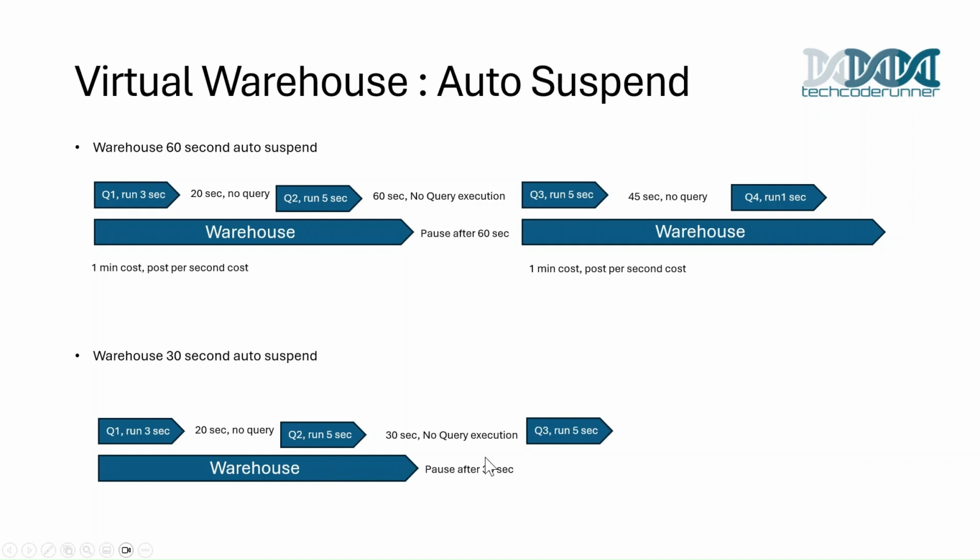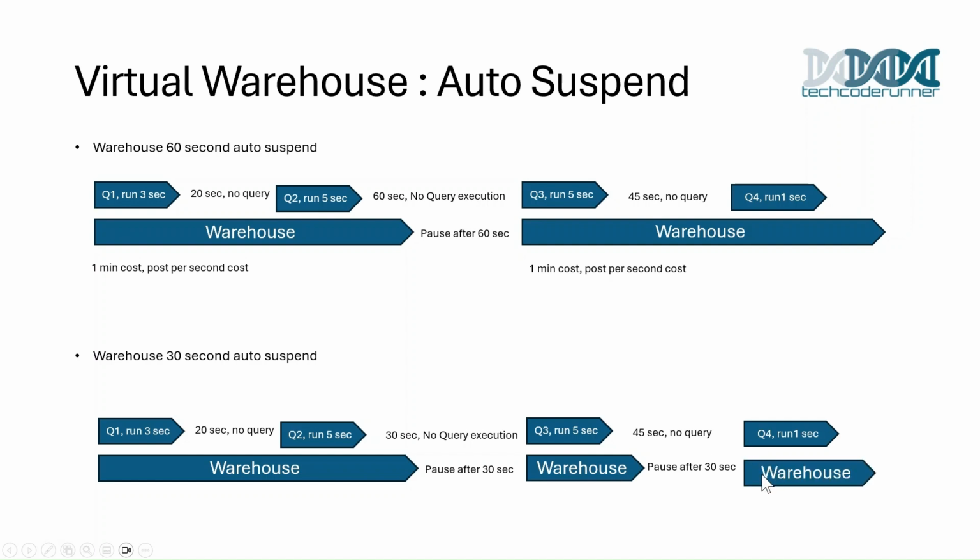Query 3 came after a certain time, and the warehouse is resumed and query 3 is executed within it. Query 3 ran for 5 seconds. For the next 45 seconds, no query executed within the warehouse, so the warehouse goes into a paused or suspended state. Then query 4 came, and as the warehouse is already suspended, a new warehouse instance is resumed and query 4 is executed within it.